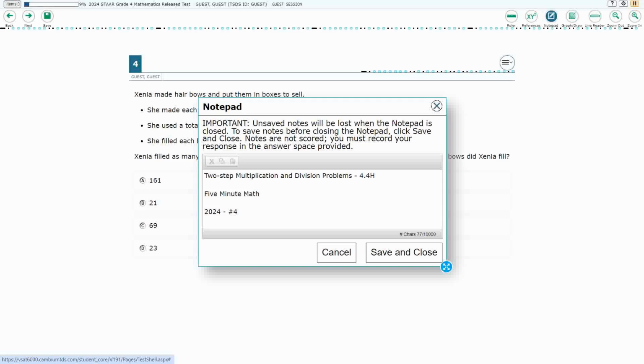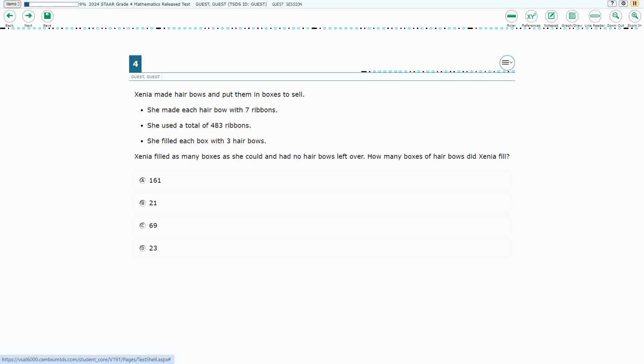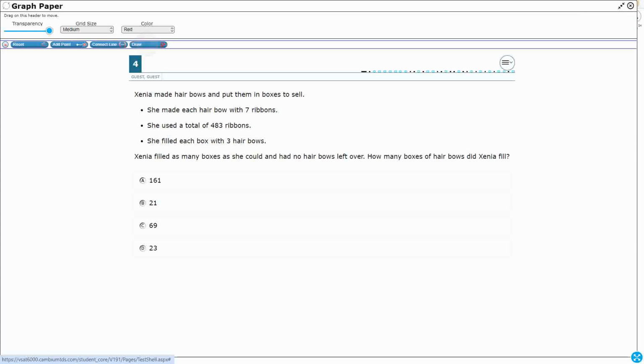Today we are looking at the fourth grade concept of two-step multiplication and division problems. This is standard 4.4H in the great state of Texas. We are using item number 4 of the 2024 released STAAR test. If you haven't done so already, please go ahead and take a moment to pause the video, work this problem out on your own, unpause it, and we will look at our answers together.